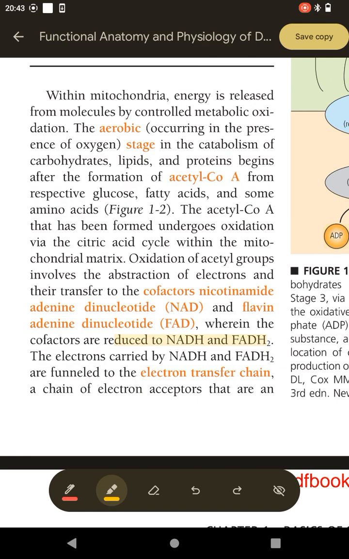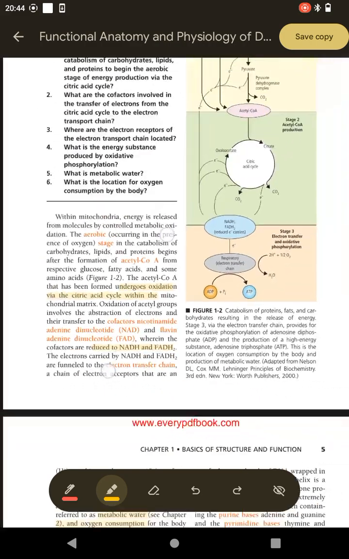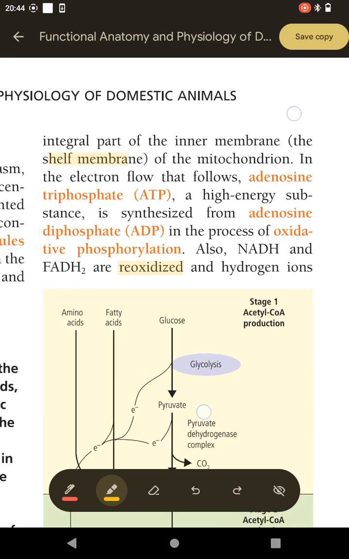Now, the acetyl coenzyme A formed, what happens? It comes into the citric acid cycle, TCA cycle, within the mitochondrial matrix. It undergoes oxidation via the citric acid cycle within the mitochondrial matrix. What happens in this cycle? There is a formation of reduced electron carriers, that is NADH and FADH2. These electron carriers are further utilized in the electron transfer chain, and this electron transfer chain is responsible for the production of ATP from the ADP.